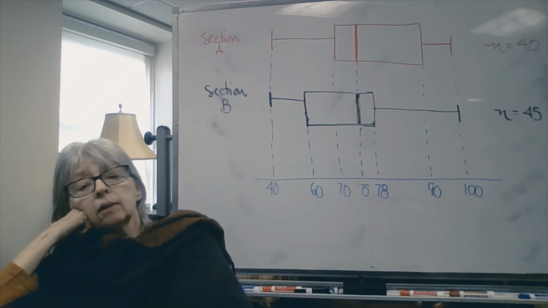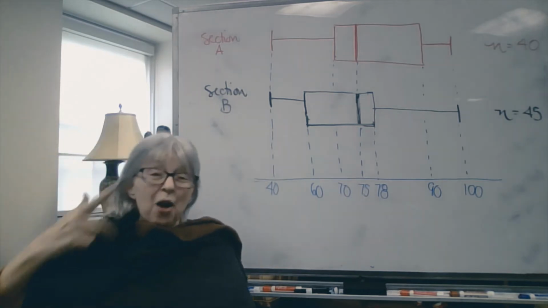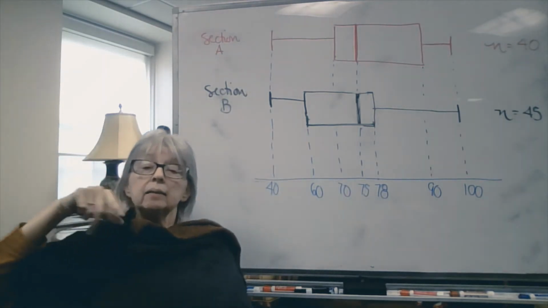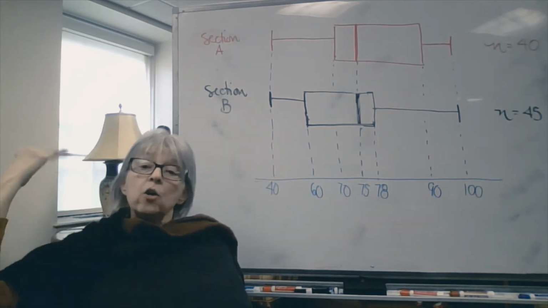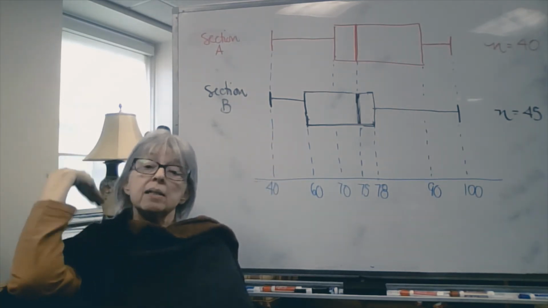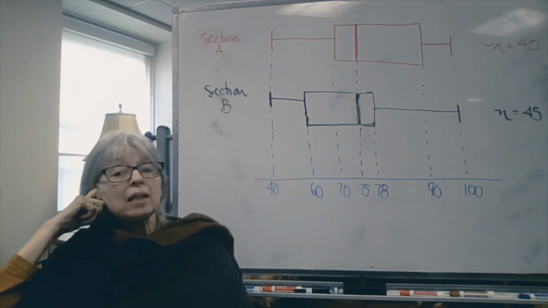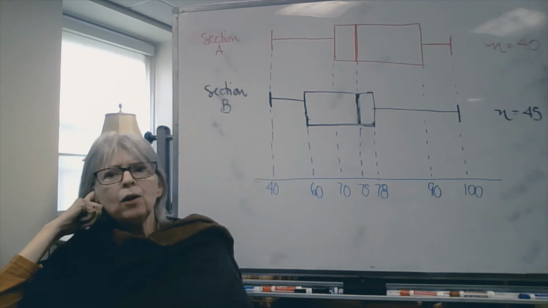One quarter of the students in section B scored between 40 and 60. And one quarter in section B scored between 78 and 100. Now I know somebody actually got 100 because I've got the little box plotty thing over there on 100. And I know somebody in each class scored a 40 because I've got the whisker on my box plot for each one of those. And this is a basic box plot without dealing with outliers or anything.